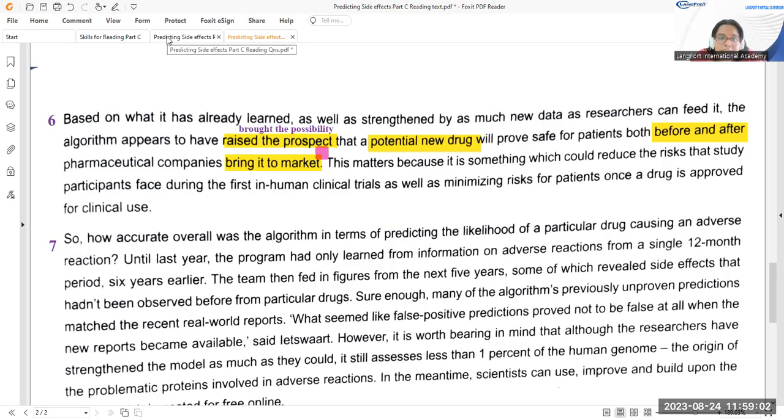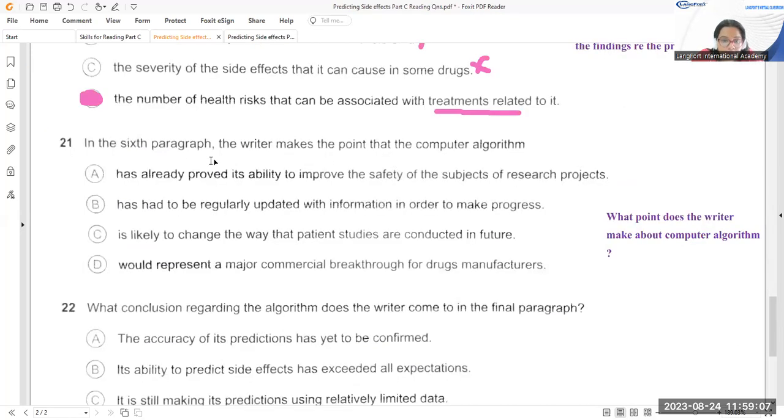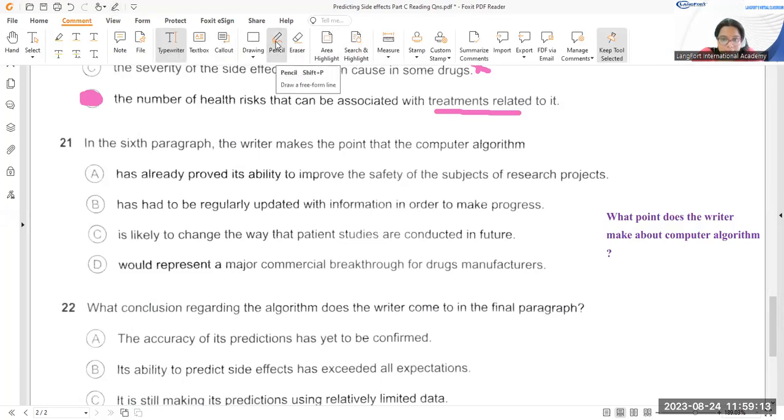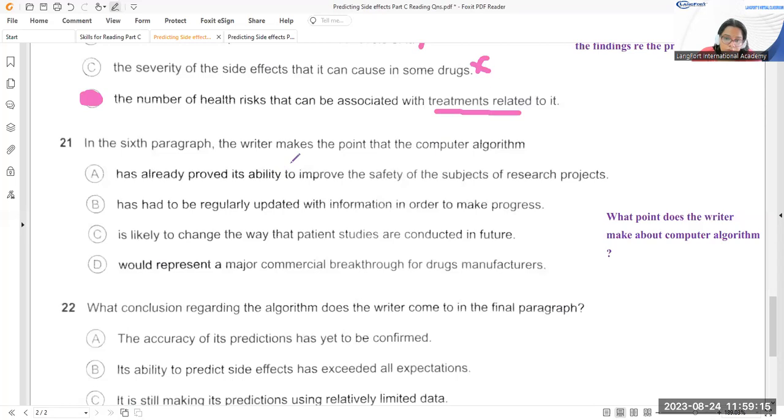Okay, all right. Now, let's have a look at the options. Remember what you have read. Don't forget it. So, Nivya, can you read each option with the question? We need to figure out what point is made about the drug algorithm. Computer algorithm. In the sixth paragraph, the writer makes the point that the computer algorithm has already proved its ability to improve the safety of the subject of research projects.